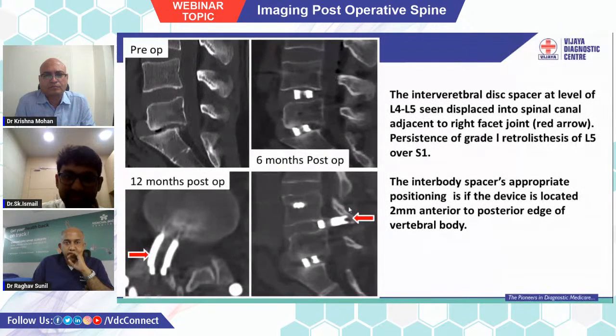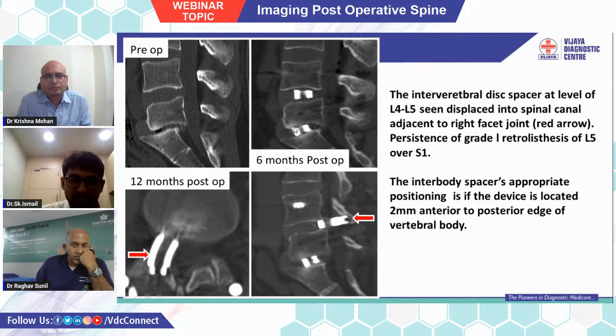And this case demonstrates the optimal placement for an interbody disc spacer. A case of grade 1 retrolisthesis where an interbody disc cage was placed, 6 months post-op CT. There was some listhesis, but the cage was appropriately positioned. There is no posterior migration of the intervertebral disc cage.